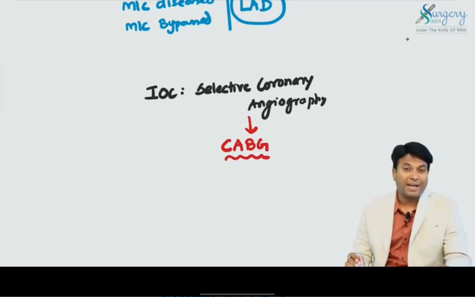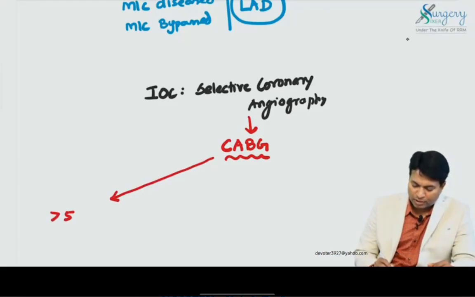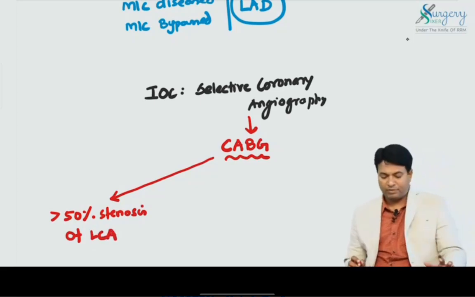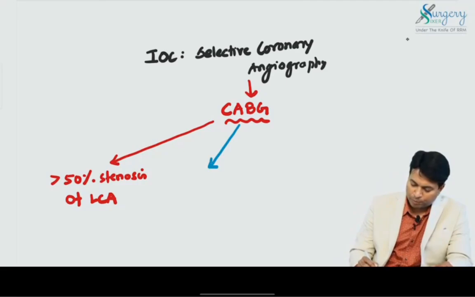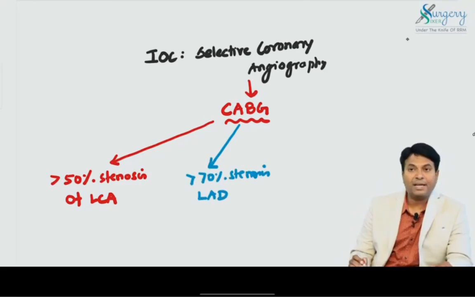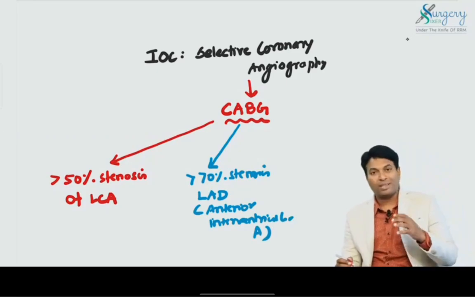Indications of CABG from Bailey and Love. So selective coronary artery angiography you are doing. When will you do CABG? Number one, when there is more than 50% stenosis of the left coronary artery, main artery. Number two, more than 70% stenosis of which artery? Left anterior descending, also known as anterior interventricular artery, more than 70% occlusion.